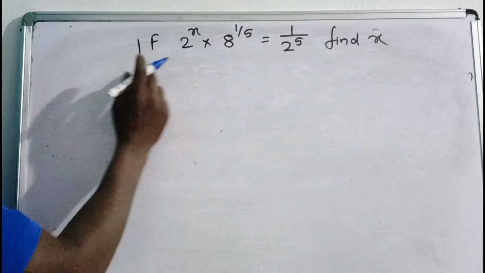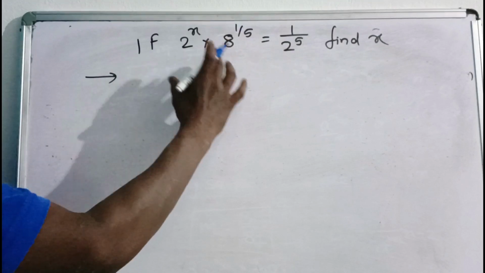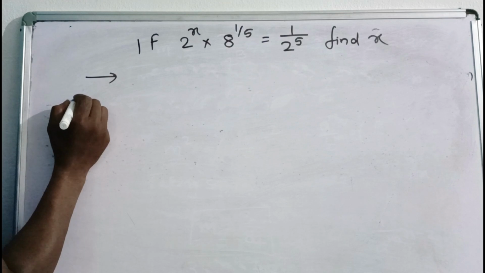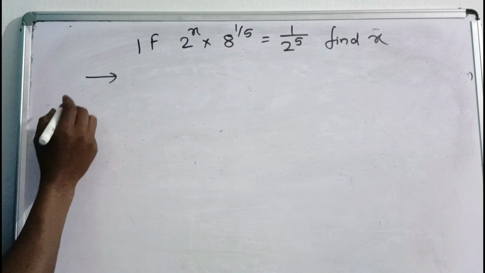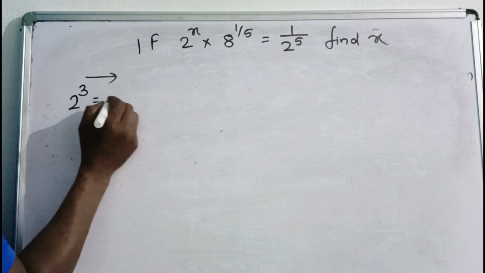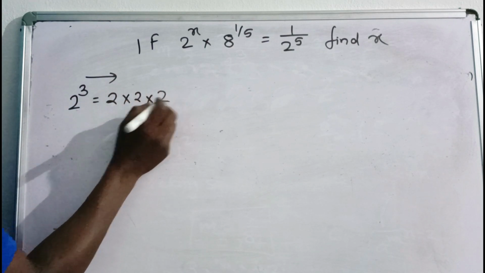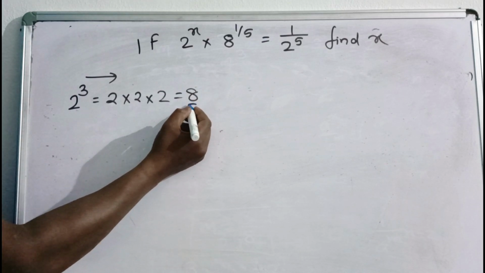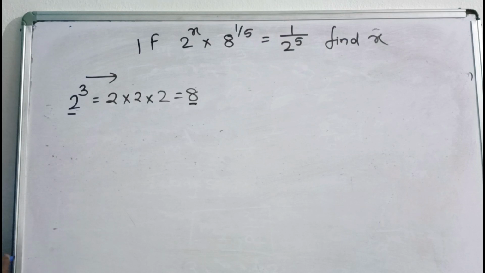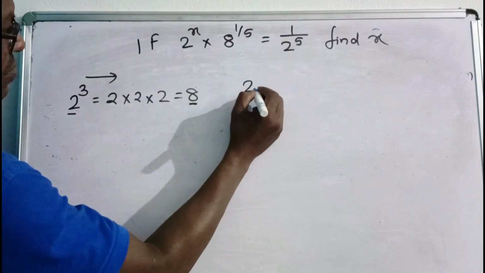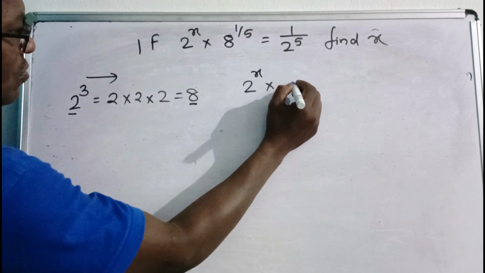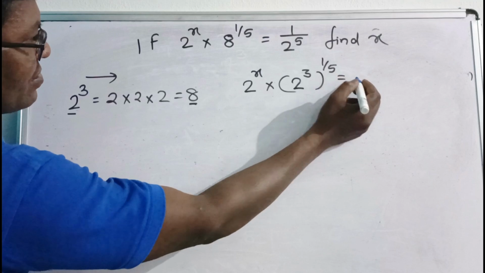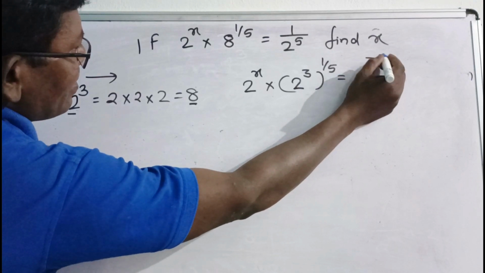Here, सब 2 में है तो हमें सब 2 में लेके आना है। What is the third root of 8? That is, 2 cube is equal to 2 into 2 into 2 is equal to 8. तो 8 की जगह पर instead of 8 we can write here 2 raised to the power 3. 2 raised to the power x into 2 raised to the power 3 raised to the power 1 by 5 is equal to 2 raised to the power minus 5.